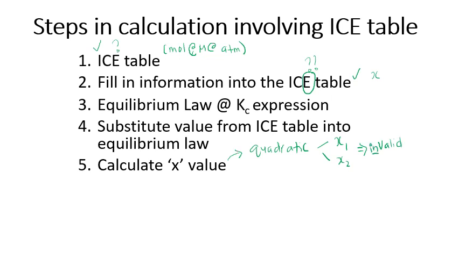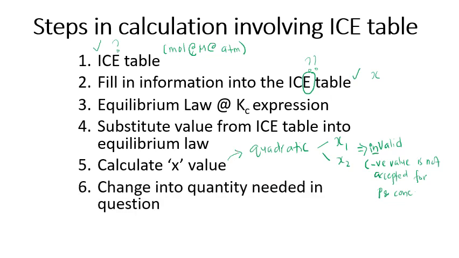Basically, invalid means that after you substitute the value into the equilibrium law, one of them will give a negative pressure or a negative concentration, which is not accepted for pressure and also concentration. So after we get the x value, we choose one of these, x1 or x2, and then we substitute it into the question and change it to the quantity required in the question.